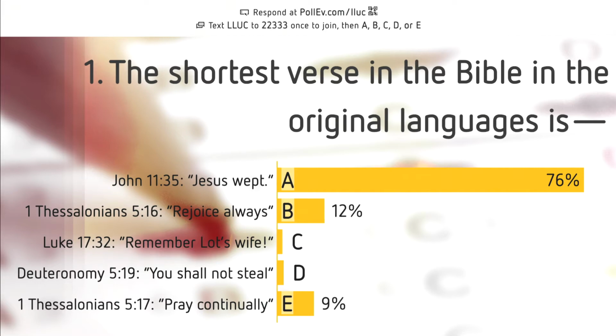All right, it looks like we're just about done voting, so we need to stop it. The answer is B, 1 Thessalonians 5:16. That's a surprise, isn't it? John 11:35 is in the English. In the original language, John 11:35 is 3 words, 16 characters. 1 Thessalonians 5:16 is 2 words, 14 characters. Hate to tell you, but we're 0 for 1. All right, well, let's race on to number 2.